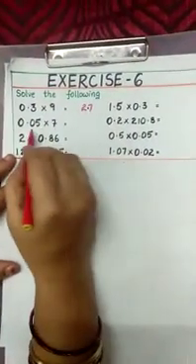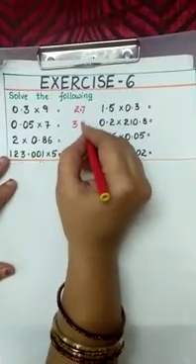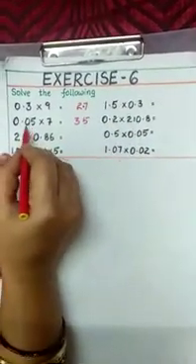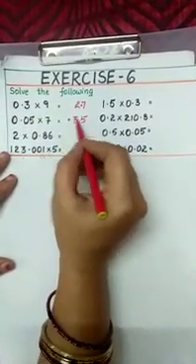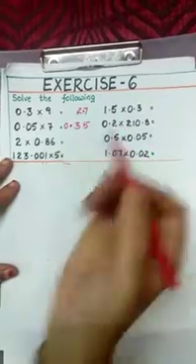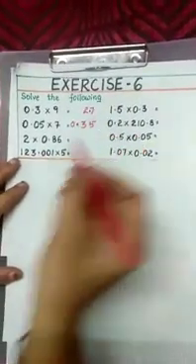0.05 into 7. Multiply the whole numbers. 5 7s are 35. Now here after decimal we have two places. So count two places from the right and place the decimal. You can write 0 as a whole number part. It is your wish, or else place the decimal very clearly.